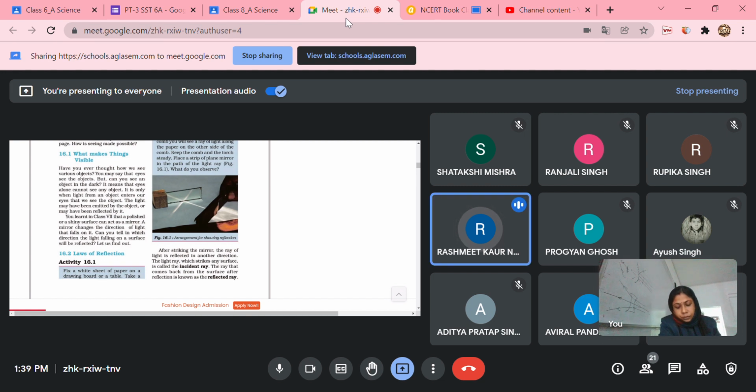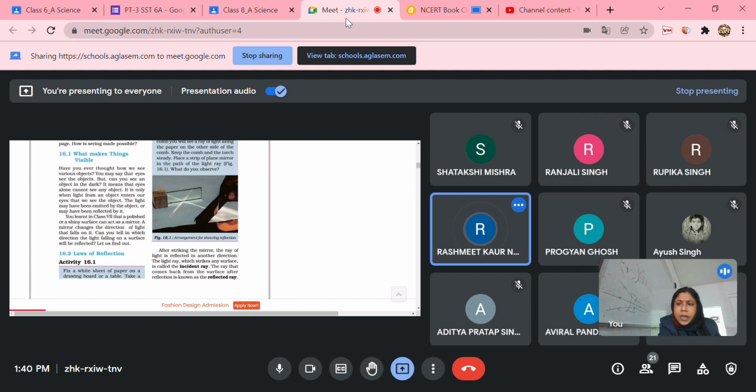16.1, what makes things visible? Have you ever thought how we see various objects? You may say that I see the object, but can you see an object in the dark? It means that eyes alone cannot see any object. It is only when light from an object enters our eyes that we see the object. The light may have been emitted by the object.